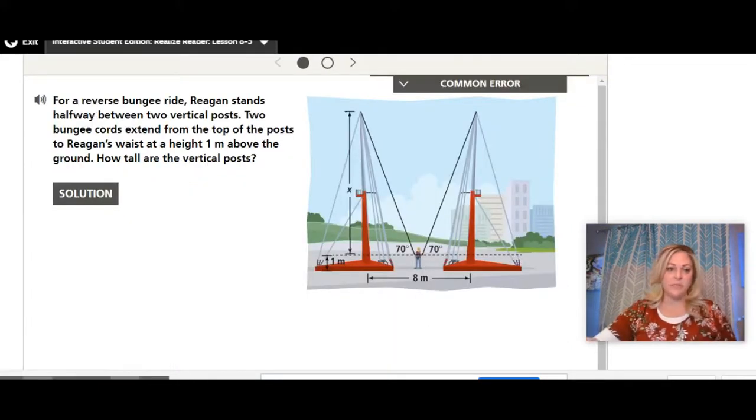This is example 2. It says, for a reverse bungee ride, Reagan stands halfway between 2 vertical posts. 2 bungee cords extend from the top of the post to Reagan's waist.